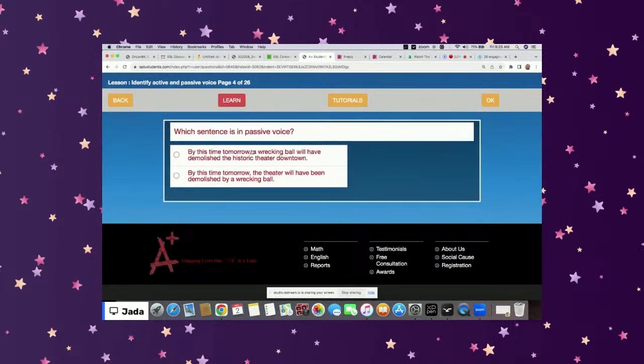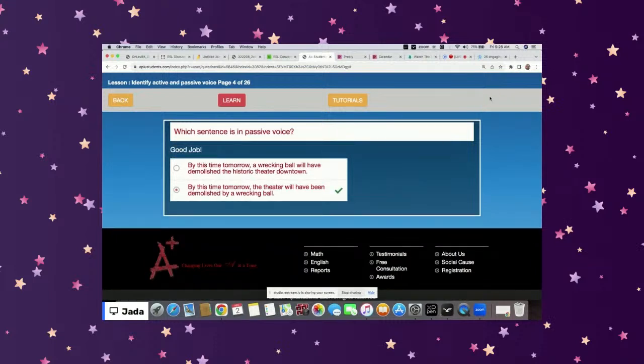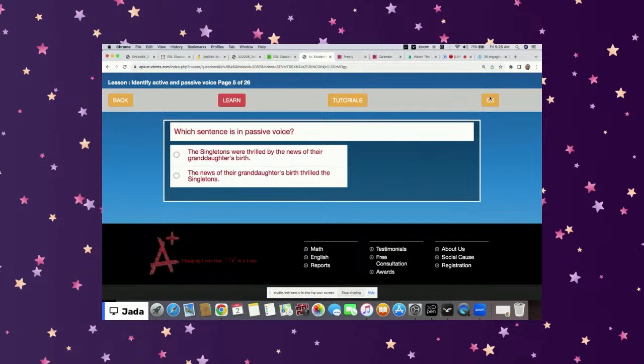Now, which is the passive voice? By this time tomorrow, a wrecking ball will have demolished the historic theater downtown. By this time tomorrow, the theater will have been demolished by a wrecking ball. Okay? Now, let's say this one, because that is receiving the action.